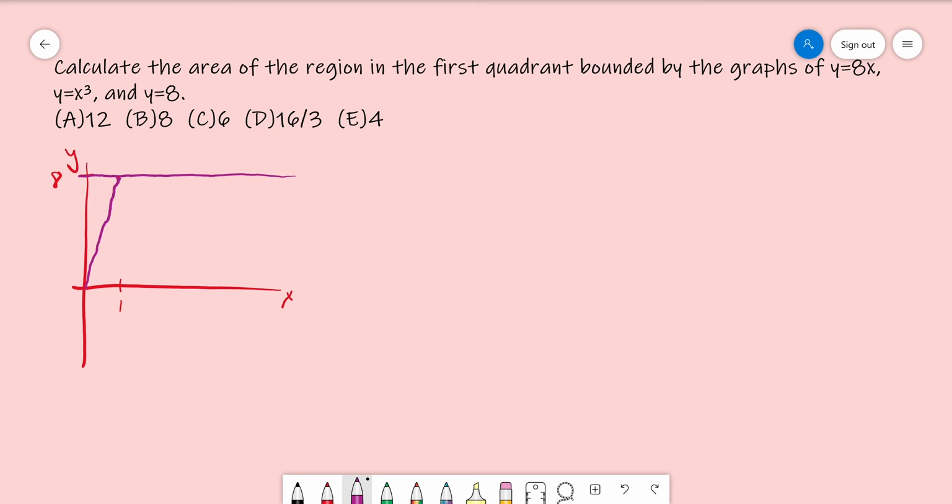And then the graph y equals x cubed, well, we know that starts at 0. At 1, it's only 1. And then at 2, it's going to be 8, because 2 cubed is 8. So it's going to look something like this, more or less. It's good enough. And we want to find this area that's bounded.